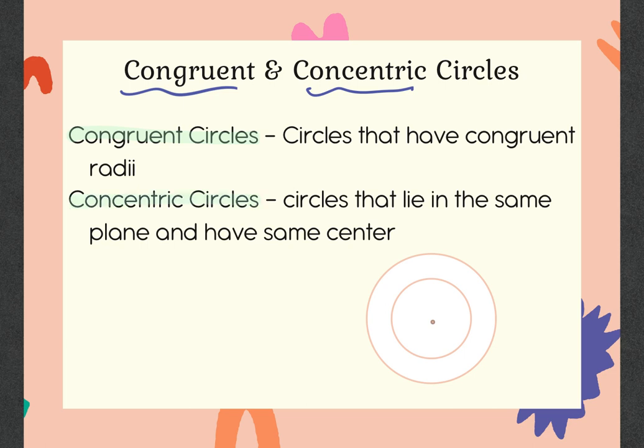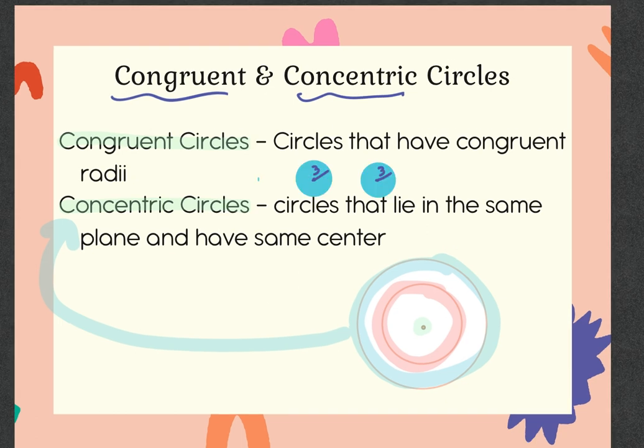Concentric circles are ones that lie in the same plane and have the same center. These look like a dartboard or a bullseye. Those would be called concentric circles. They have the same center, obviously different radii here, but the same center. So this is concentric circles. Congruent means same size and shape, right? They are both circles, and size means they'd have the same radii, which means they'd have the same diameter, because you would just double it.